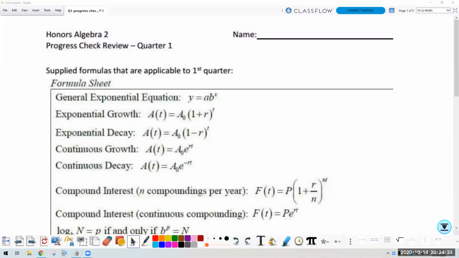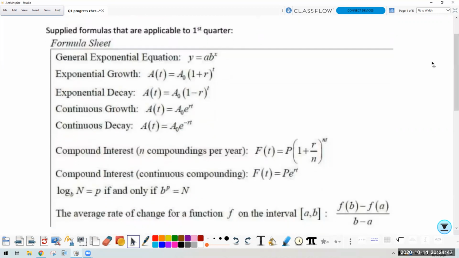So this is a video for the 2020 first quarter Honors Algebra 2 Progress Check Review. When you take this test in Performance Matters, you will have a formula sheet icon available to you where you can click it, and these are the formulas that will be applicable to you for first quarter.